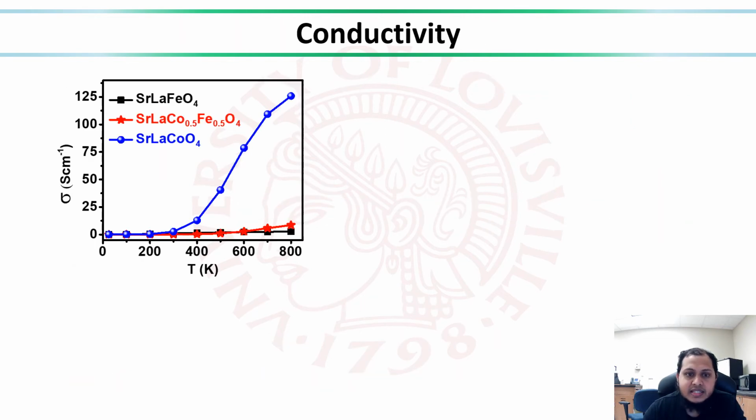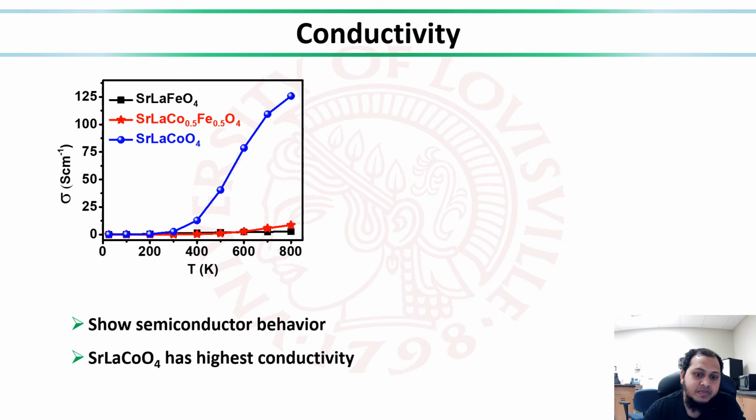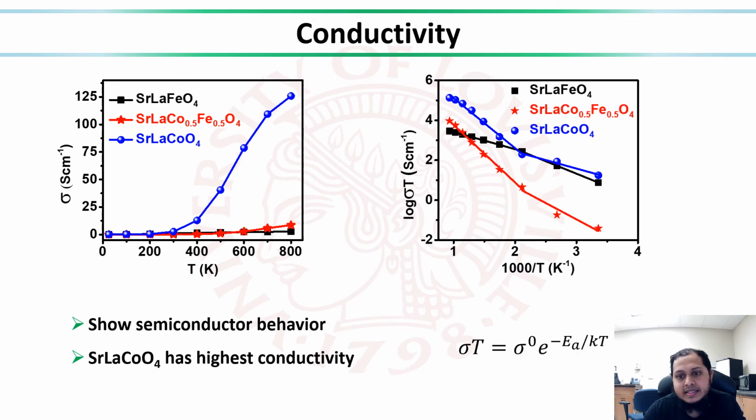Here you see the conductivity data. Here you see the blue line, strontium lanthanum cobalt O4. It has the highest conductivity among this series, and all of them show semiconducting behavior. And this is the Arrhenius plot. From here we can calculate the activation energy.